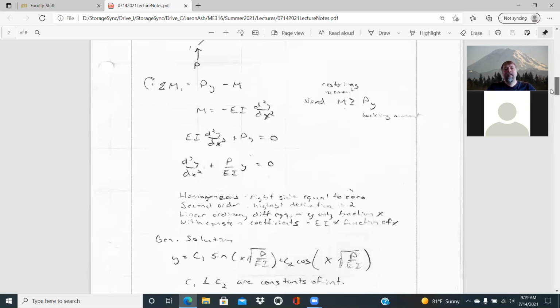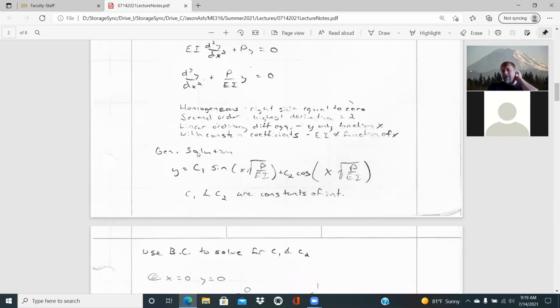And so for that situation, you have the general solution to solve for this homogeneous equation, just as y is equal to c1 times the sine of x times the square root of P over EI plus c2 times the cosine of x times the square root of P over EI, where c1 and c2 are really the constants of integration. And again, we're just using boundary conditions to solve for C1 and C2.